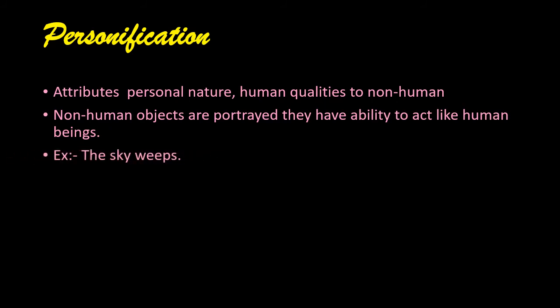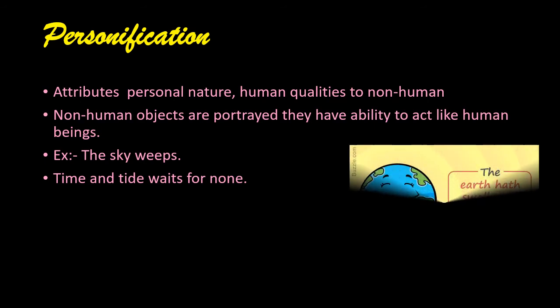Example, the sky weeps. The sky is a non-human object and weeping is a quality of human beings only, not anybody else around us. So the sky is given the human quality of crying. That is why this sentence is personification. Next example, time and tide wait for none. Waiting is again a human quality. Time and tide are inanimate objects given the human quality of waiting. That is why it is also personification.